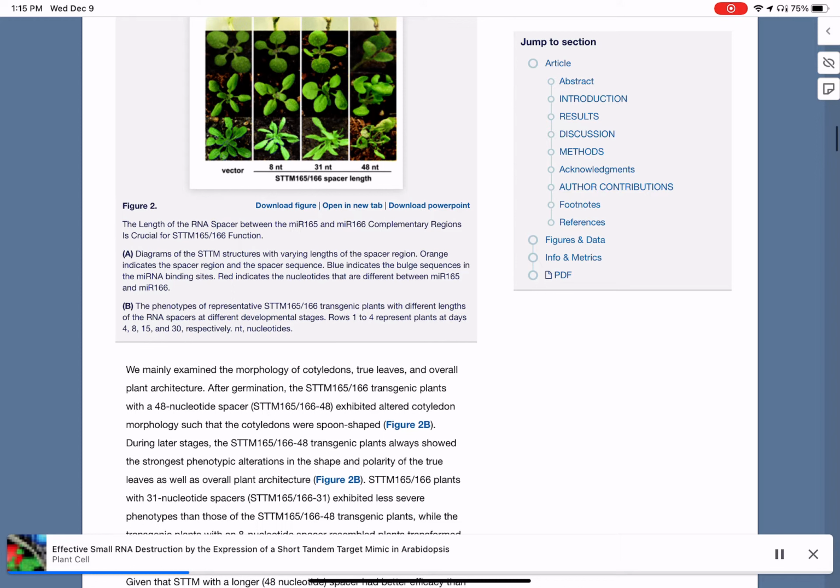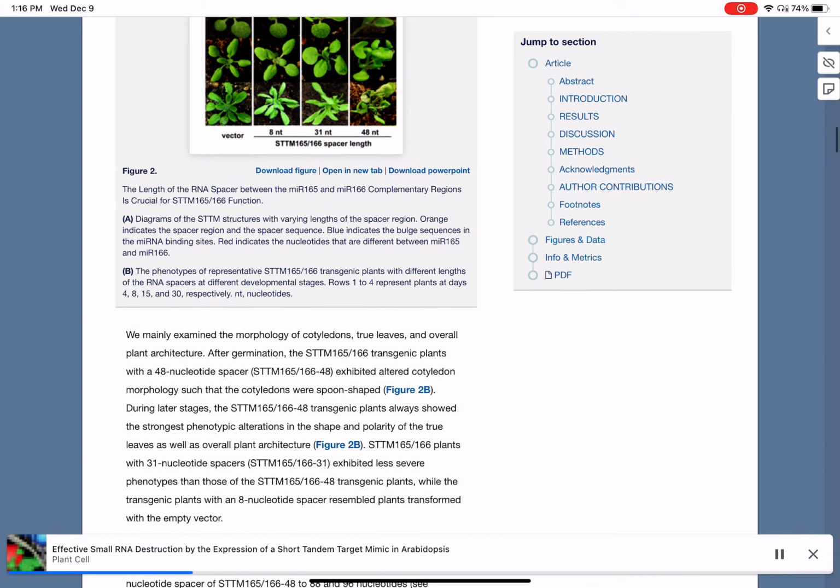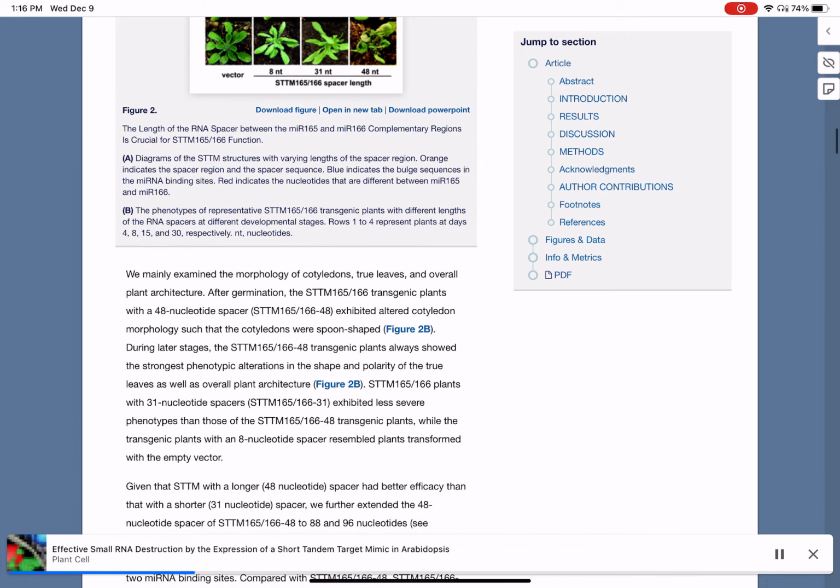After germination, the STTM165-166 transgenic plants with a 48 nucleotide spacer, STTM165-166-48, exhibited altered cotyledon morphology such that the cotyledons were spoon-shaped, figure 2b. During later stages, the STTM165-166-48 transgenic plants always showed the strongest phenotypic alterations in the shape and polarity of the true leaves as well as overall plant architecture, figure 2b.